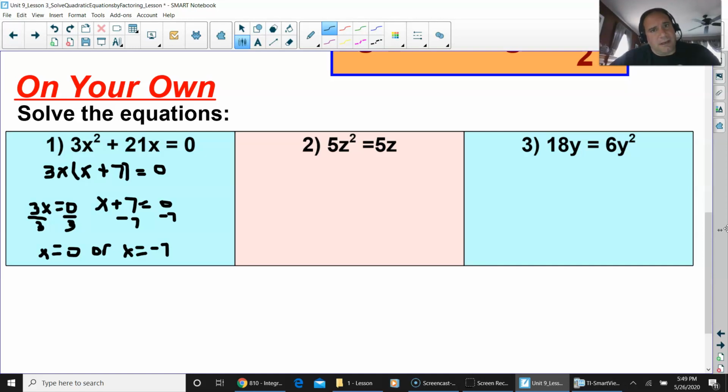Go ahead, try number 2, but before I ask you to press pause, remember that 5z squared equals 5z is not in standard form. That 5z on the right-hand side of the equal sign needs to be put onto the left side with the 5z squared, and then set equal to 0. Go ahead and do that. Press pause now.